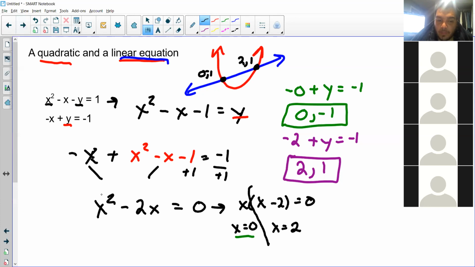For this particular example, it was very nice and it became like a two-term thing. But you could technically have the end solution be something like x squared minus 2x plus 3, let's say. And then you have to do actual factoring. That could happen.